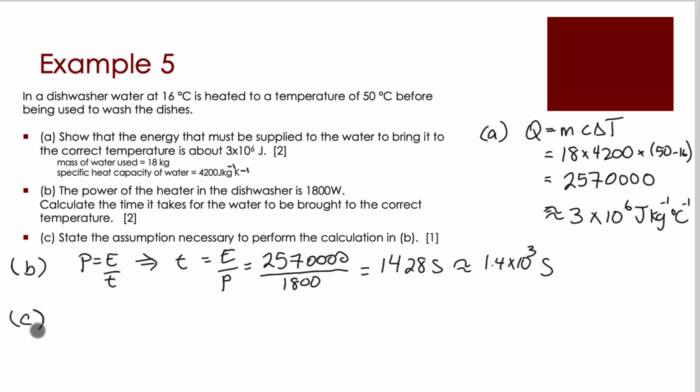And finally, C. State the assumption necessary to perform that calculation. Well, I assumed that this energy here, the amount of energy needed to raise this mass by this change in temperature, was what we used. I assumed all of the heat or thermal energy from the dishwasher went to the water and nowhere else.